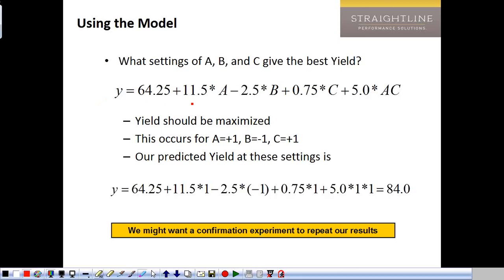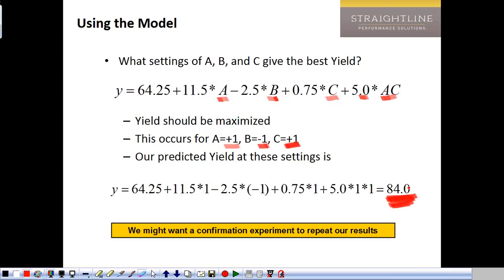And then we'll consider what gives us the best yield for this. So if we look at this and we say what gives us the best yield, it would be when A is positive, B is negative. High yield is good, right? So if B is at the negative, that makes this minus 2.5 plus, right? And then let's see, how about C? C is positive, that'll make that plus, and positive positive also means a positive there. So we're going to maximize it when A is equal to plus 1, B is equal to minus 1, C is equal to plus 1. And that gives us an 84% yield.